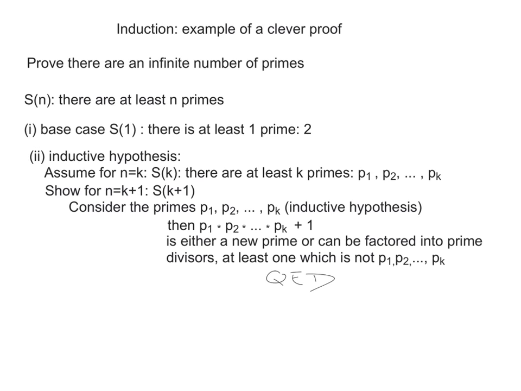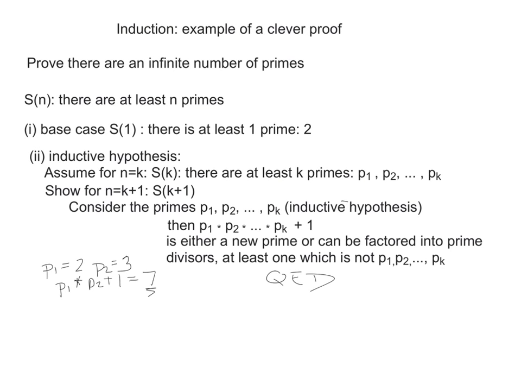So just to be clear, this algorithm does not necessarily give you the primes in order. For example, if p1 is equal to 2 and p2 is equal to 3, then when you multiply p1 times p2 plus 1, you get 7, which is your new prime.